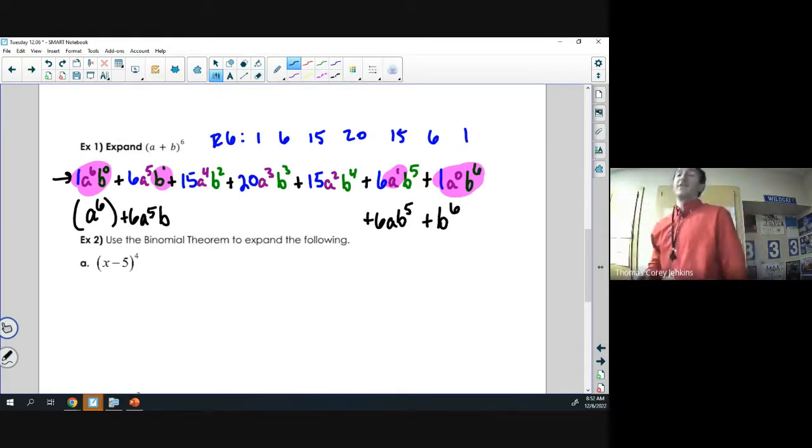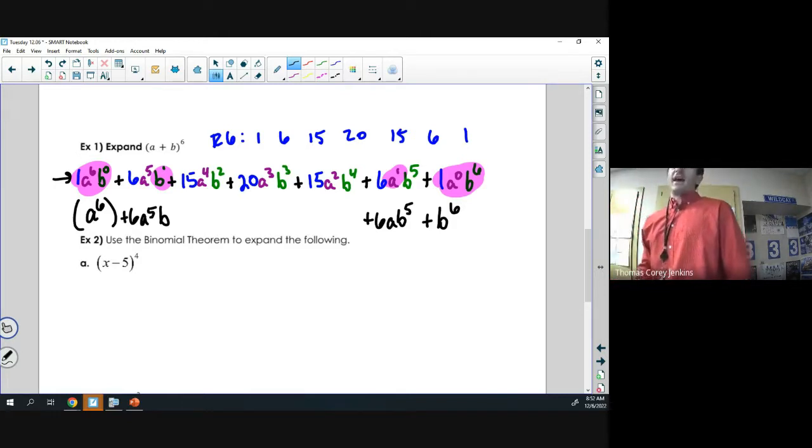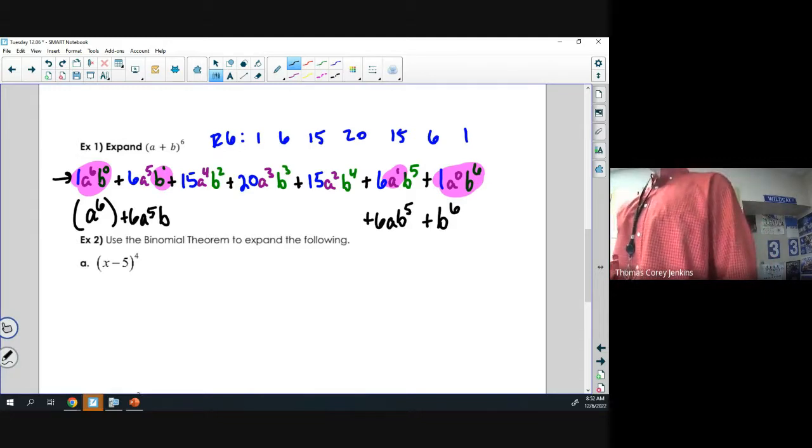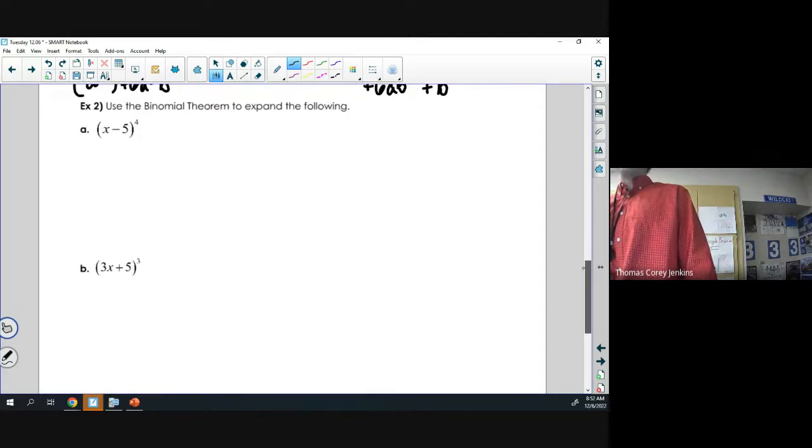That might have looked neater if I just brought down everything, but the ones in the middle were pretty much simplified already. So, all right, that's kind of a generic way to start it. Example 2 is more like what your test questions are going to look like. Okay, so let's start with B, which is a little bit easier than A.